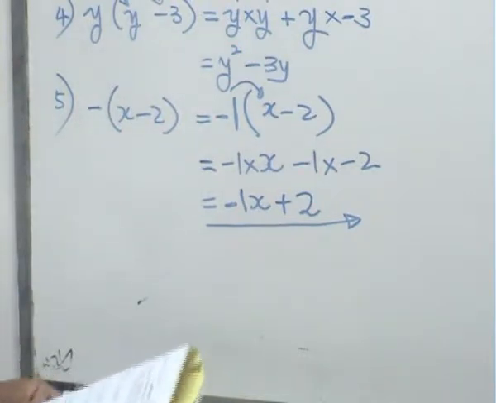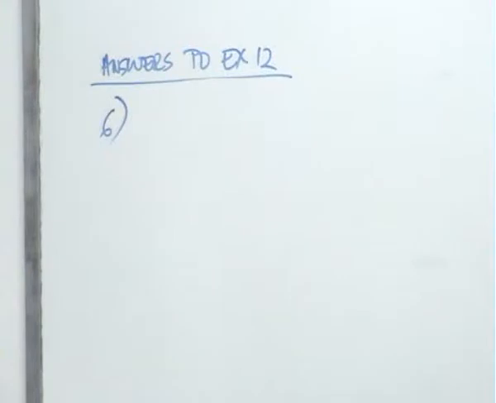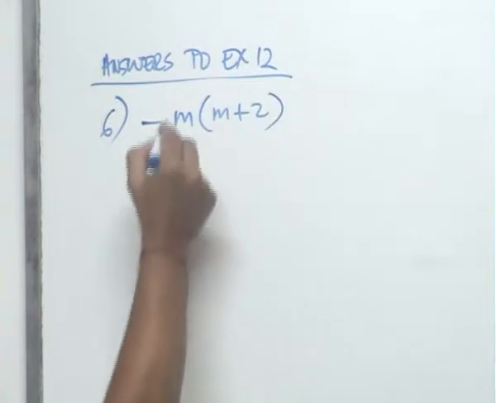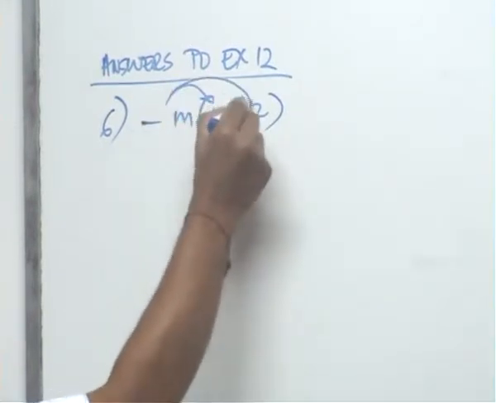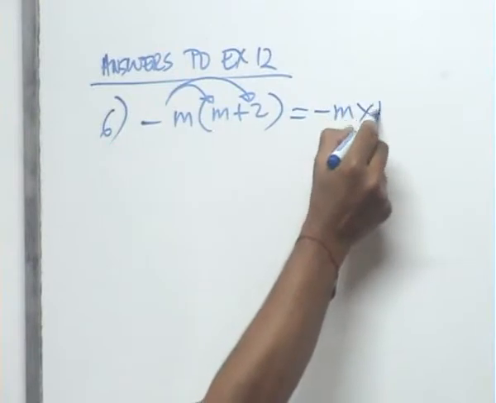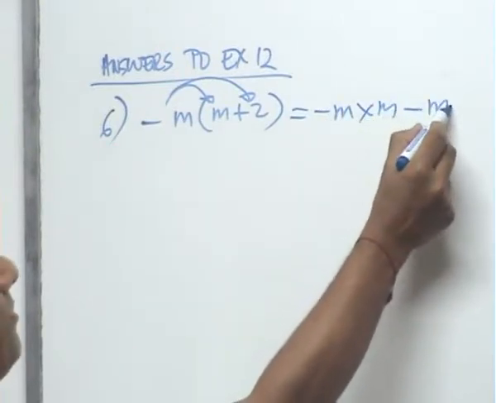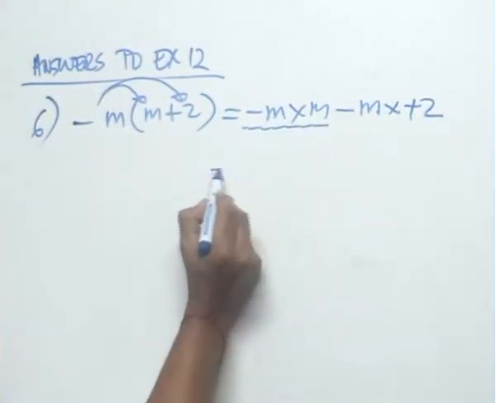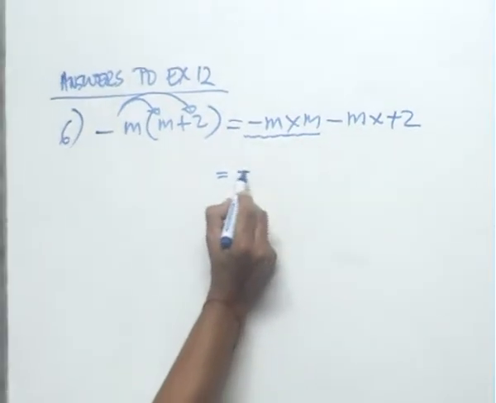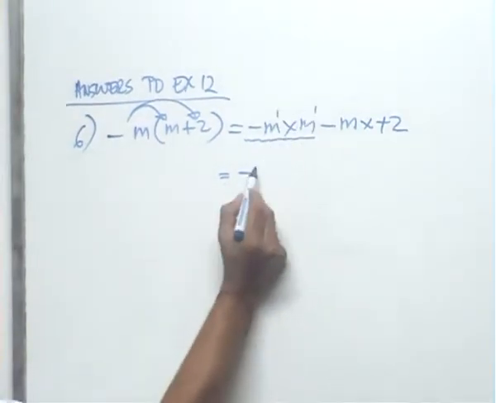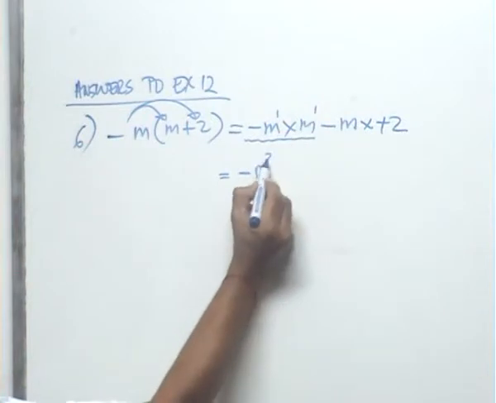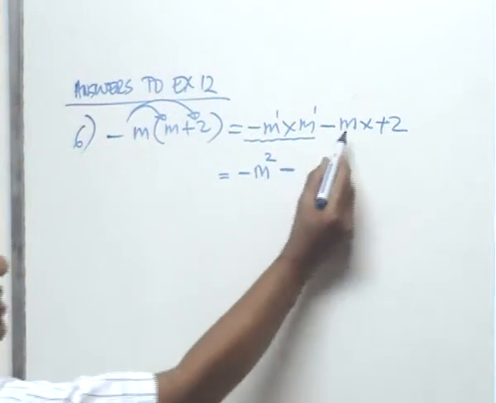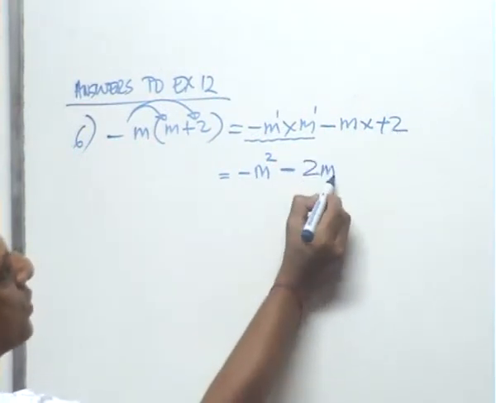Alright, so let's move on to number 6. Number 6, minus m into m plus 2. So minus times that. So this will be minus m times m minus m times plus 2. So you see up till here, minus times a plus is minus. This is m1, m1. There's the m, 1 plus 1, 2. Now minus times plus is minus. m times 2 is 2m.